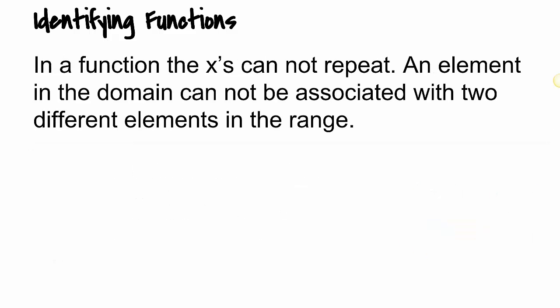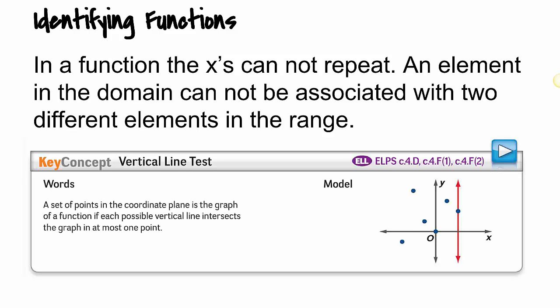Okay, this also says that an element in the domain cannot be associated with two different elements in the range. One way that we do that visually is we use the vertical line test. So if I draw a vertical line anywhere on my graph, it can only touch that graph one place. If that line at any place would touch 2 times, then it would not be a function. So some examples that are not functions would be a circle, an ellipse, a parabola that opened left or right. Okay, those would not be functions.